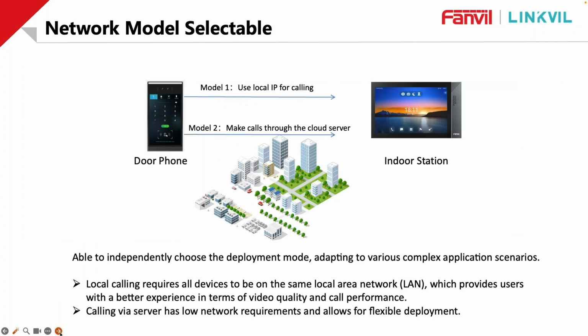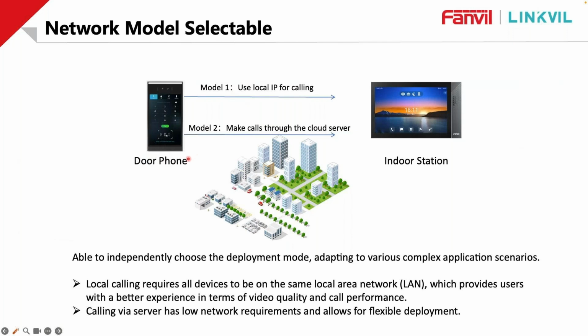is one of the most important, in relation with the mode that the door phone will use to call the indoor station. I mean, you will have two options, two methods, okay. The one method is to use the local IP for calling, and the second method is to make calls through the cloud server. So the installer user has the option to define it directly from the platform.